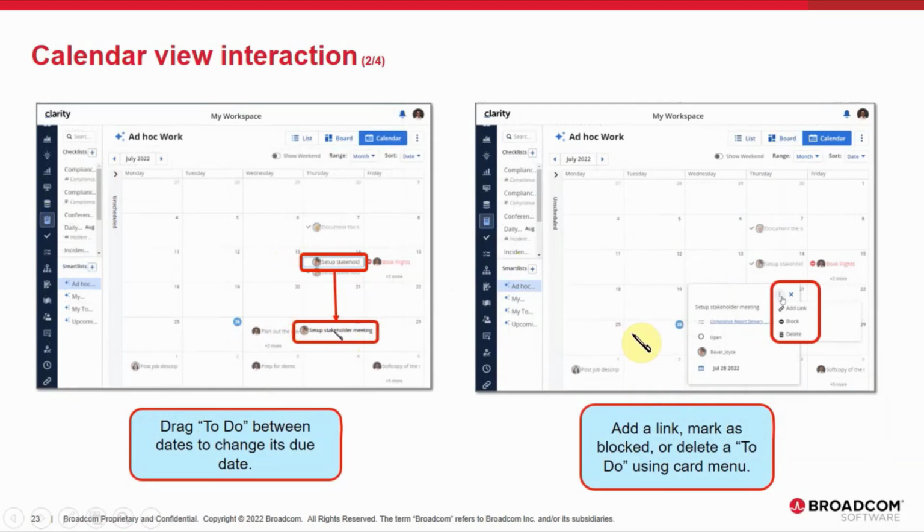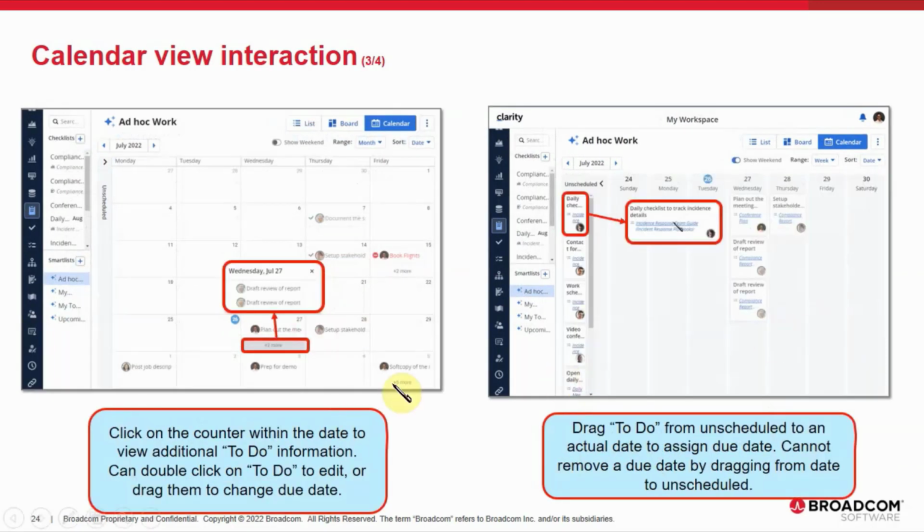When I open up a specific to-do for editing, either by double clicking or by doing a right mouse click and edit, then I get the extra menu item for that specific to-do where I can add a link, block it, or delete it. As mentioned, the counter at the bottom lists out if there are additional to-dos for that specific date.